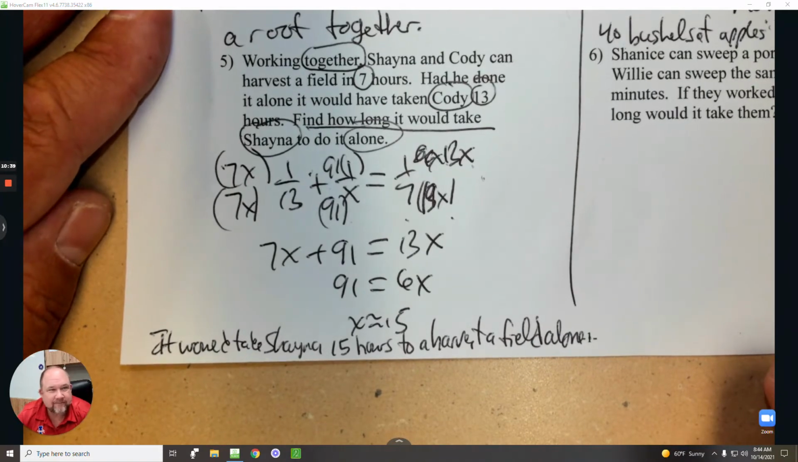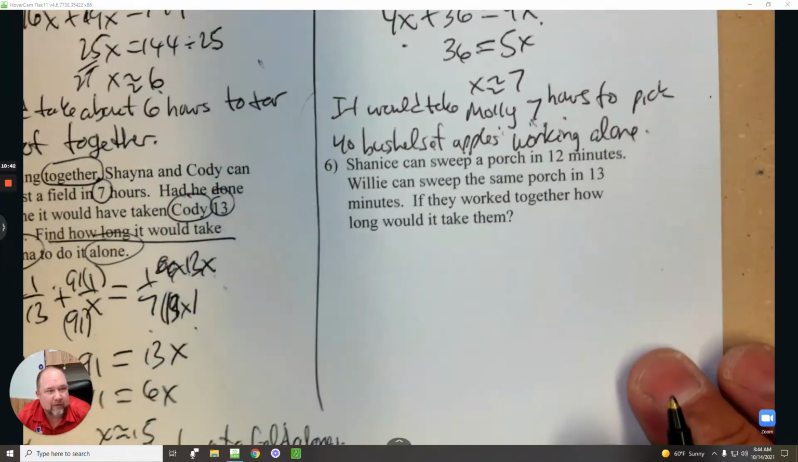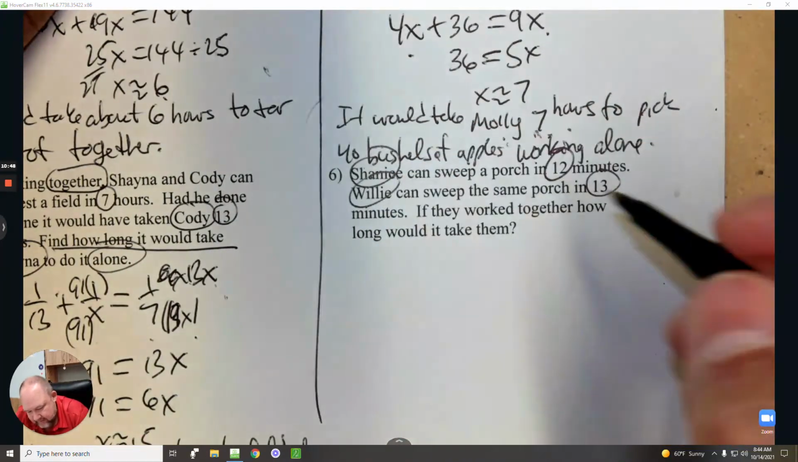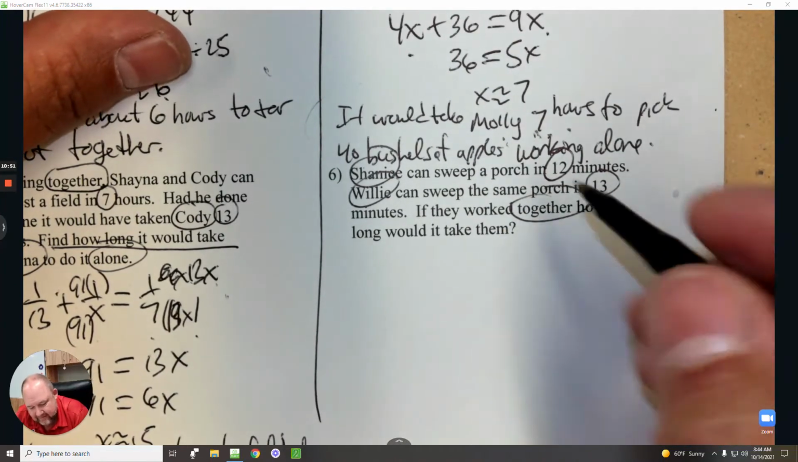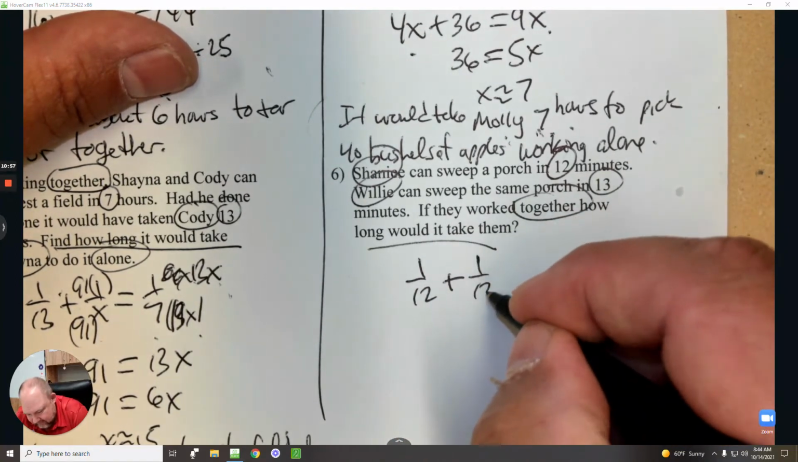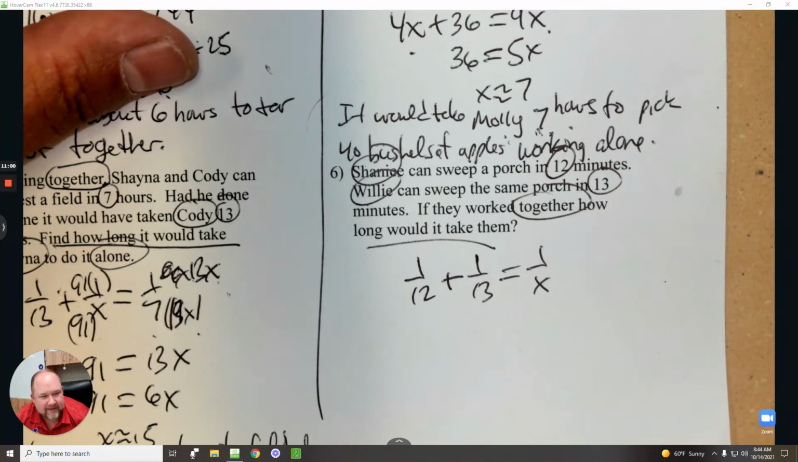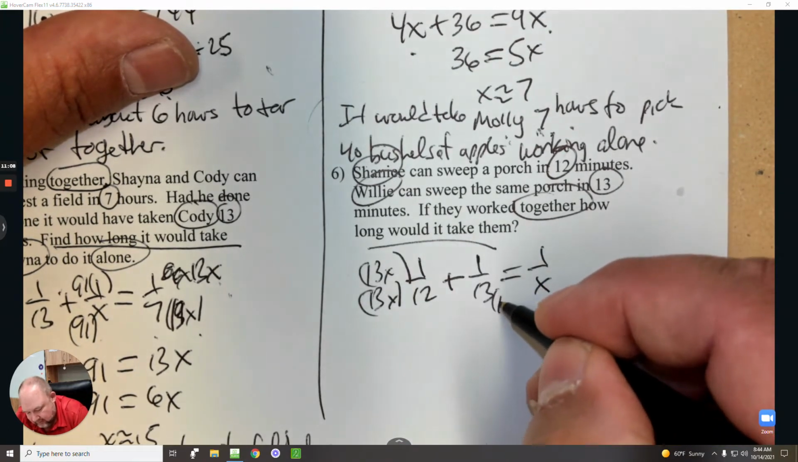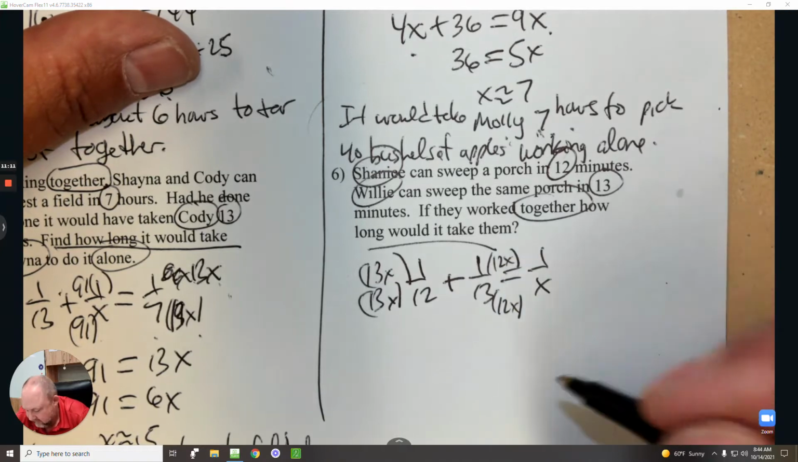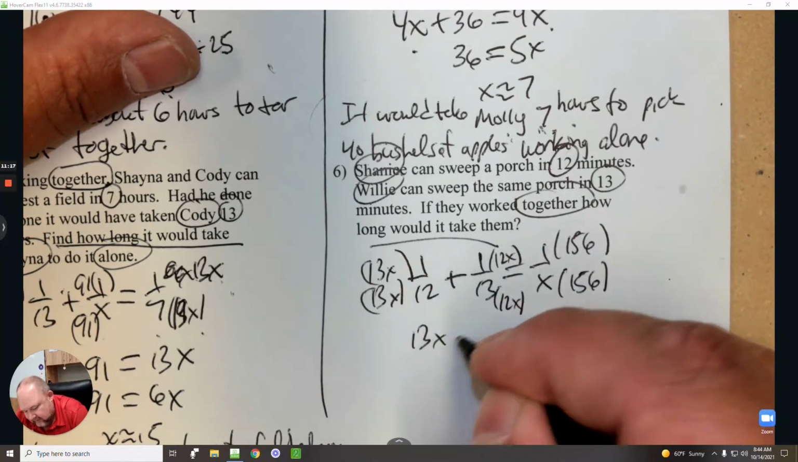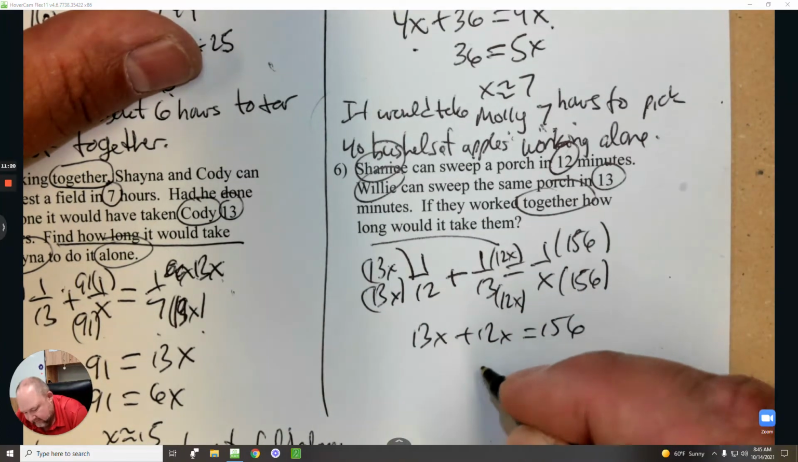There we go. Number 6, Shanice can sweep a porch in 12 minutes. Willie can sweep the same porch in 13 minutes. If they work together, that's my unknown, how long would it take them? So Shanice, the rate. Willie, the rate. And then together, and there you have it. And then we're going to solve that. So 12 times 13 is 156. So this is going to be 13x. This is going to be 12x. And again, 13 times 12 is 156.